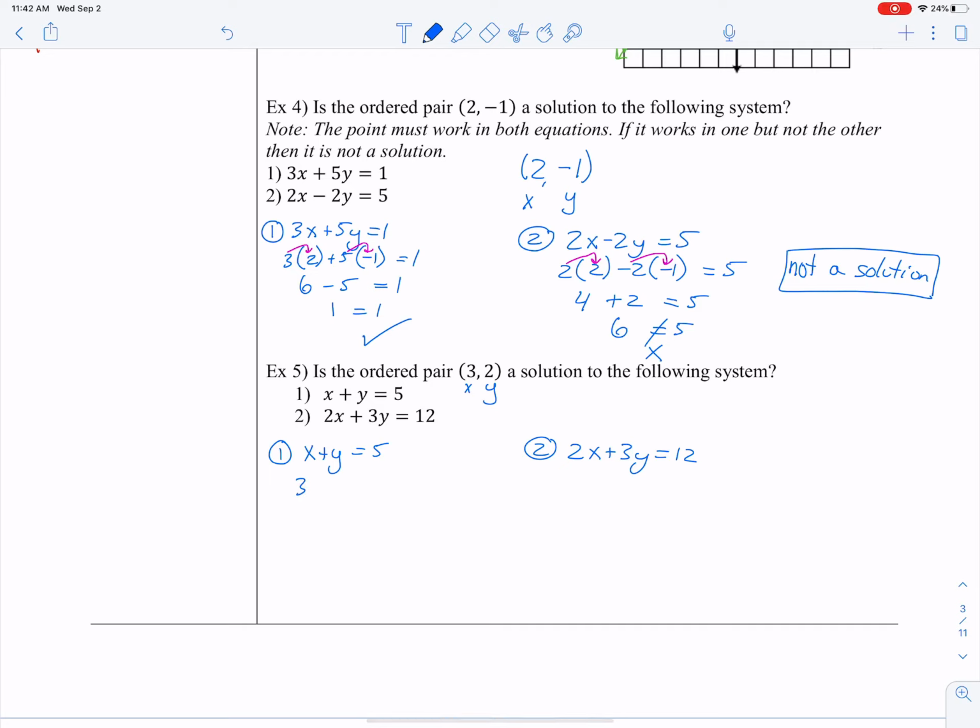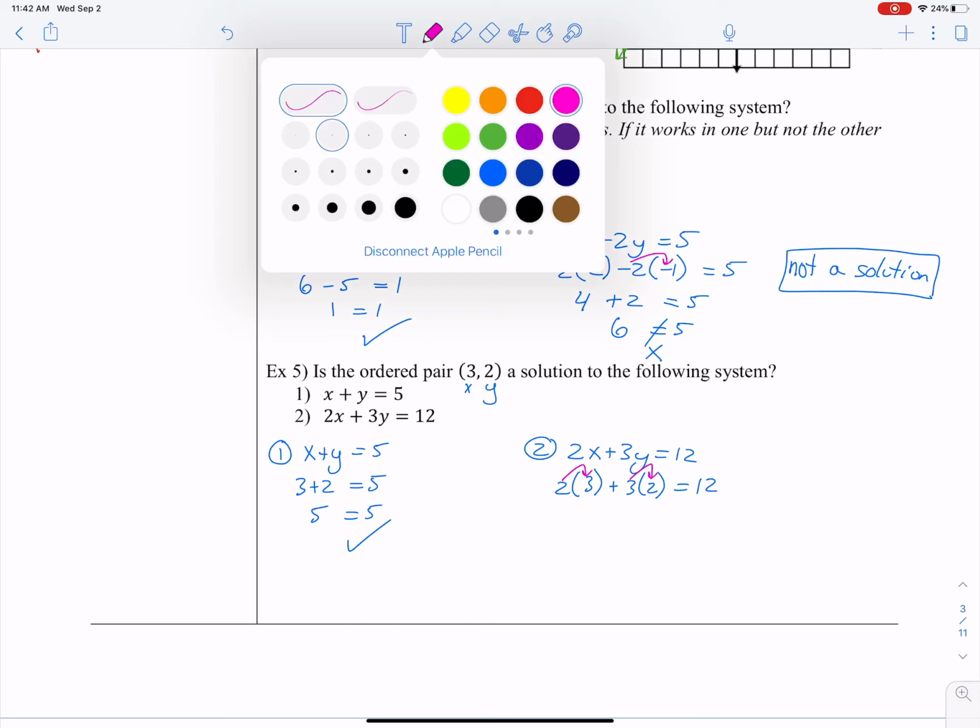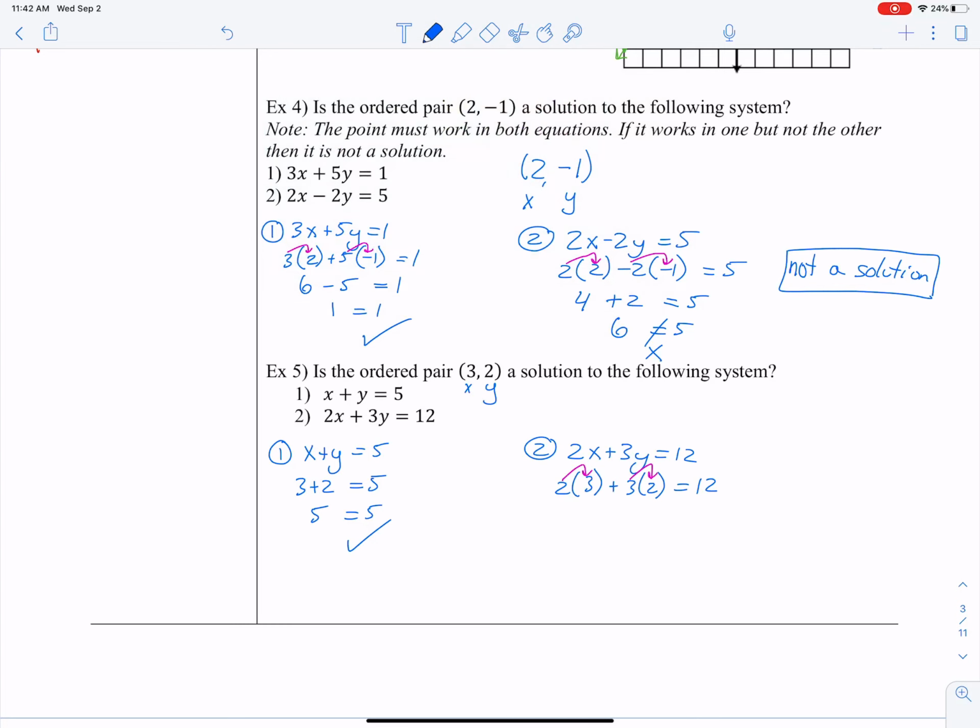Here we have 3 plus 2 is equal to 5. So 3 plus 2 gives us 5 is equal to 5. So that one works. Here we're going to have 2 times 3, 3 times 2 is equal to 12. So now we need to do this multiplication. 2 times 3 gives us 6. 3 times 2 gives us 6. 6 and 6 together is 12. So this one also works. So we can say yes, a solution.